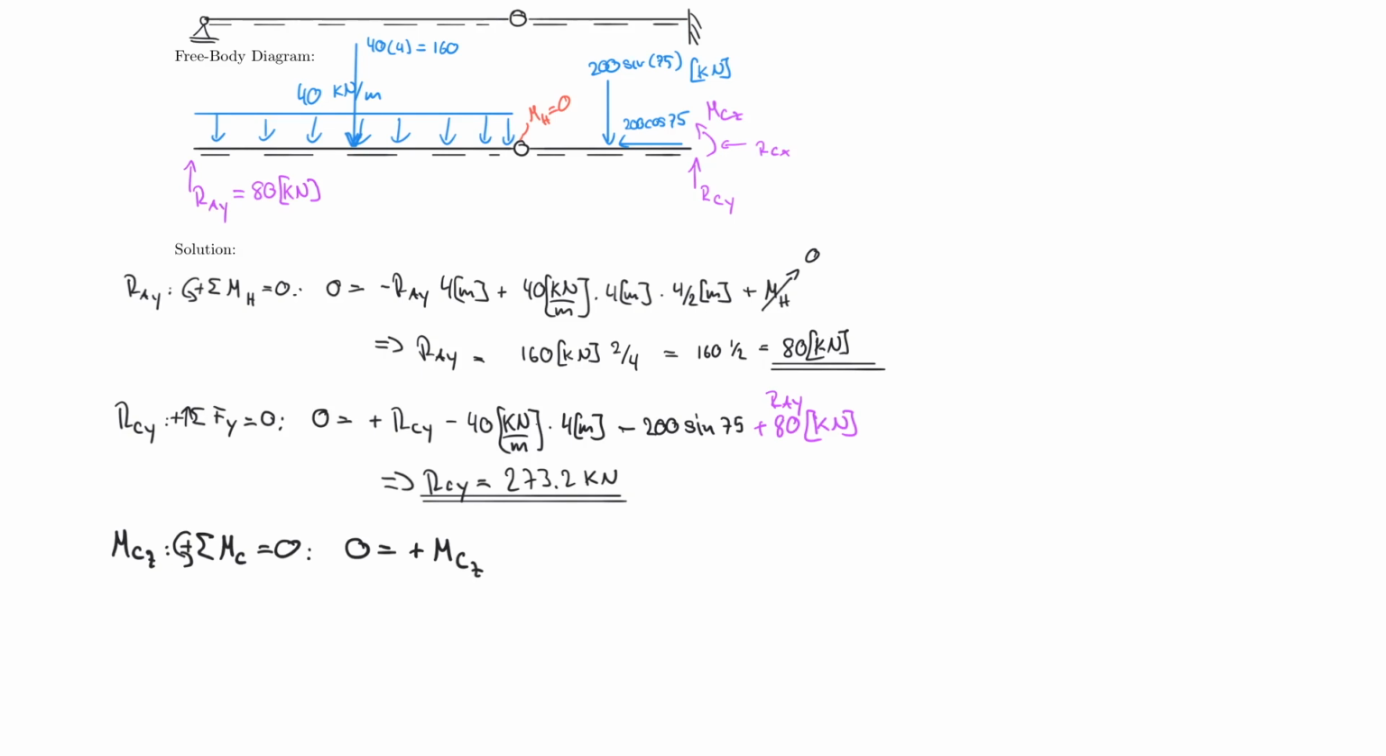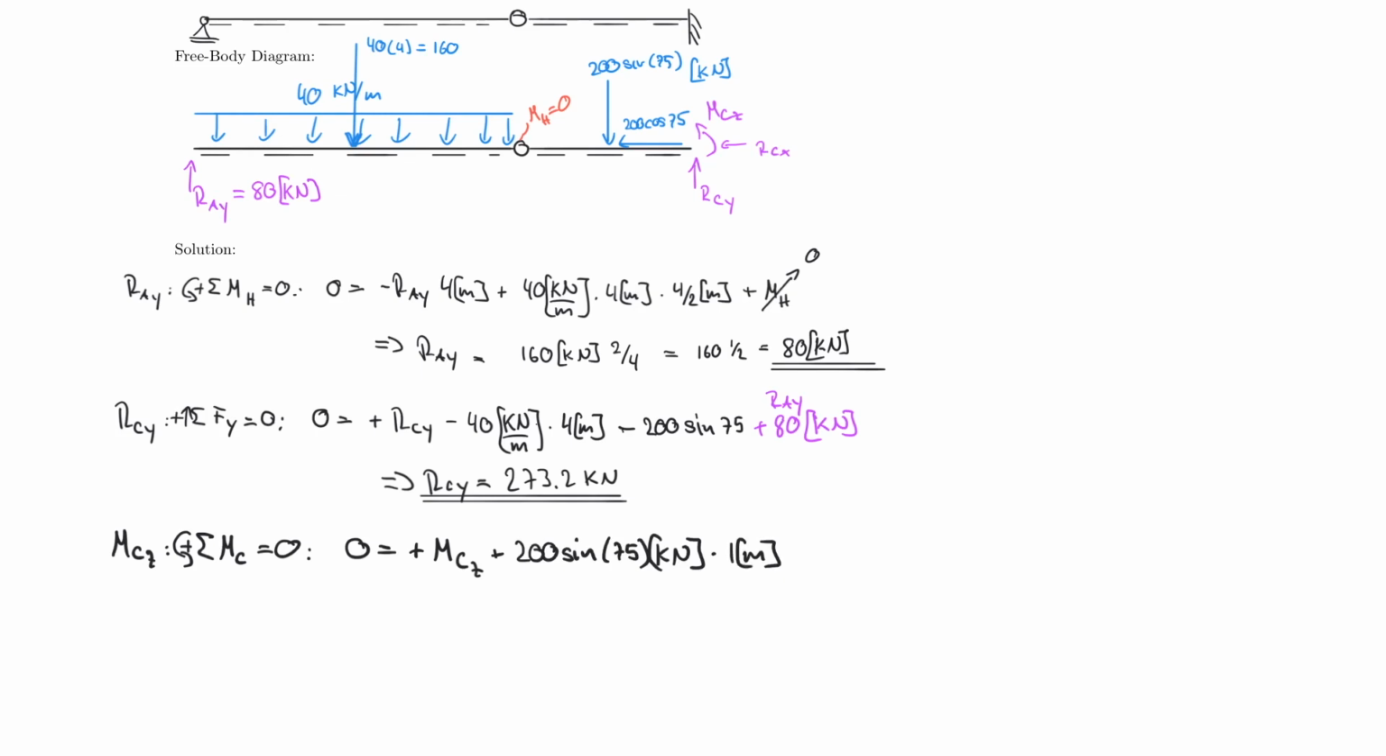Now plus my 200, and I say plus because the 200 sine 75 also turns about this point counterclockwise. So therefore it's also positive. So plus 200 sine 75, and that's in kilonewton. I need a lever arm to that, and that happens to be 1 meter.